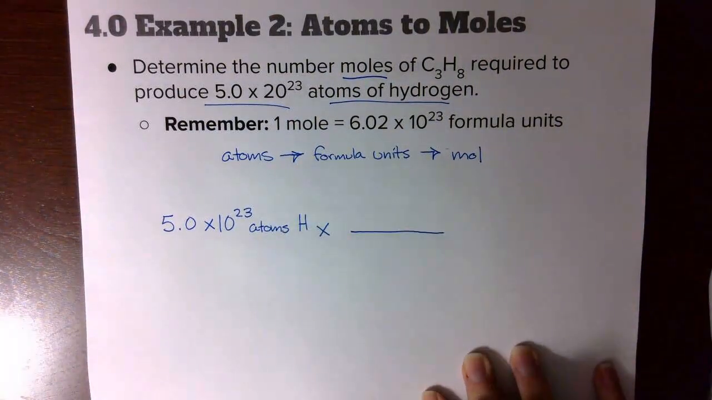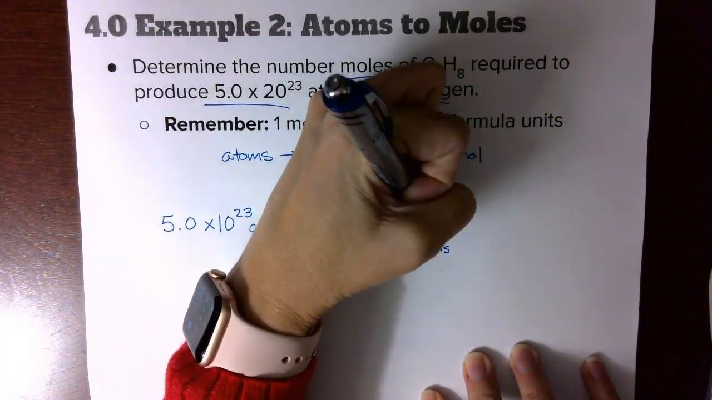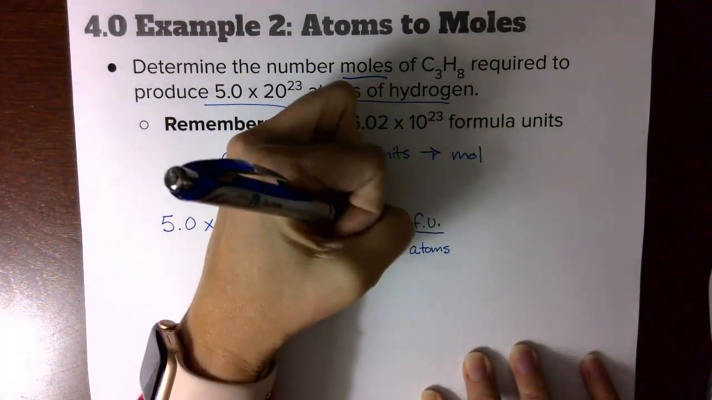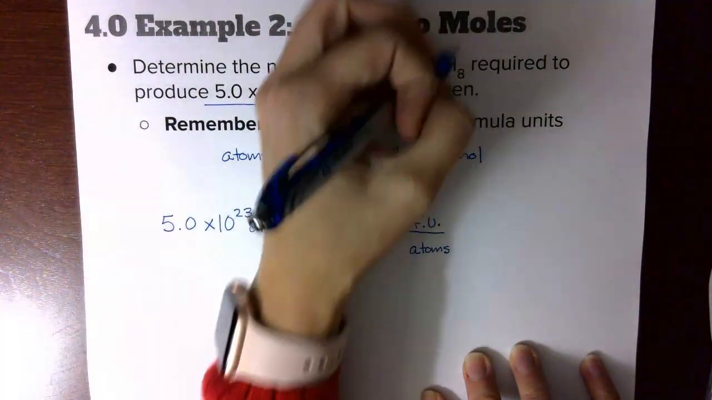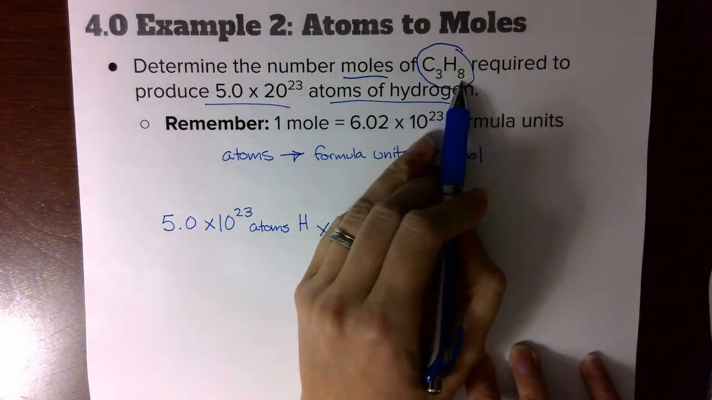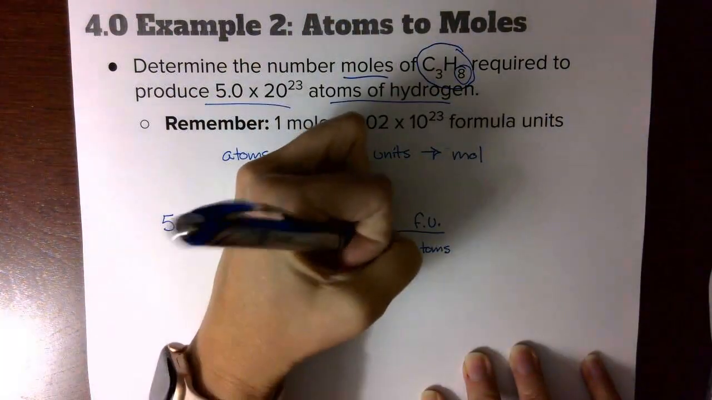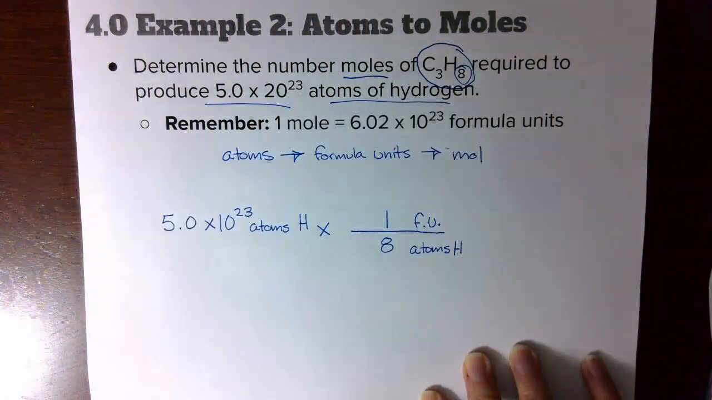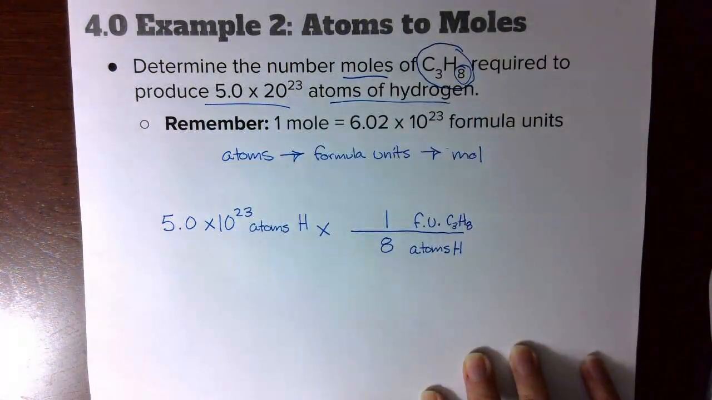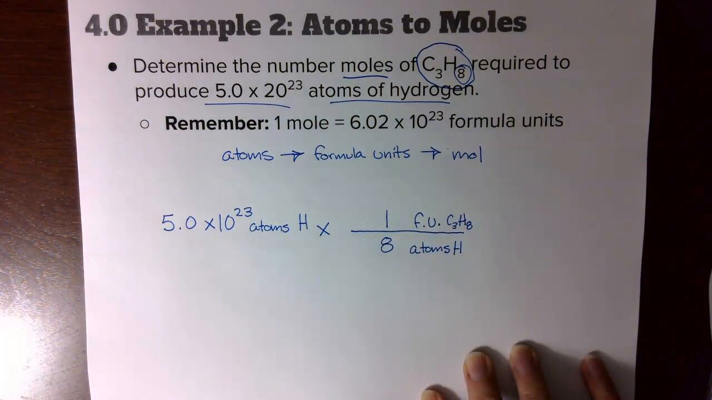So we're going to set this up. We want atoms to go away, so I'm going to put atoms on the bottom. I'm going to put formula units on top. Okay. And so 1 formula unit is going to be this compound right here, C3H8. And we can see that in 1 formula unit of C3H8, we have 8 atoms of hydrogen. So we have 8 atoms of hydrogen in every C3H8. Okay, so we're going to go backwards and we're going to get to our number of formula units.